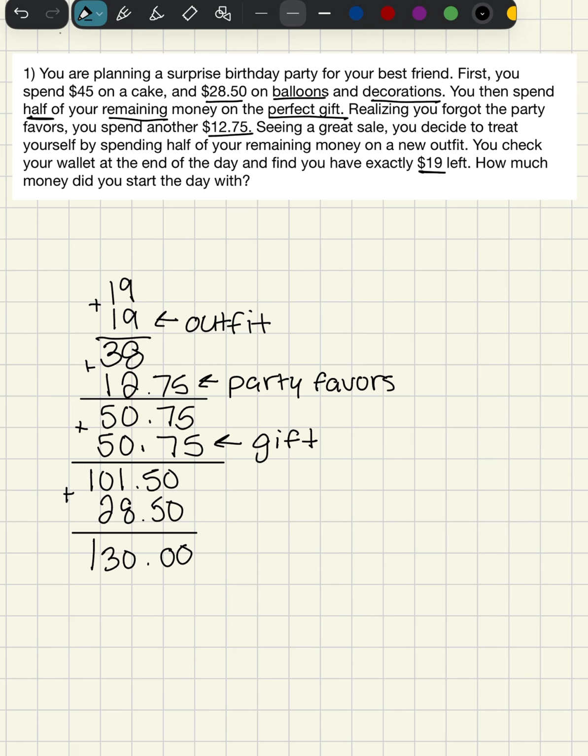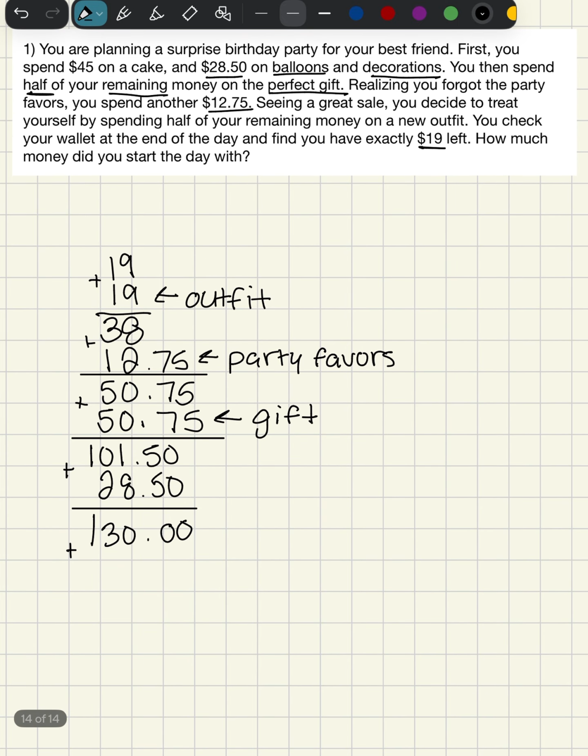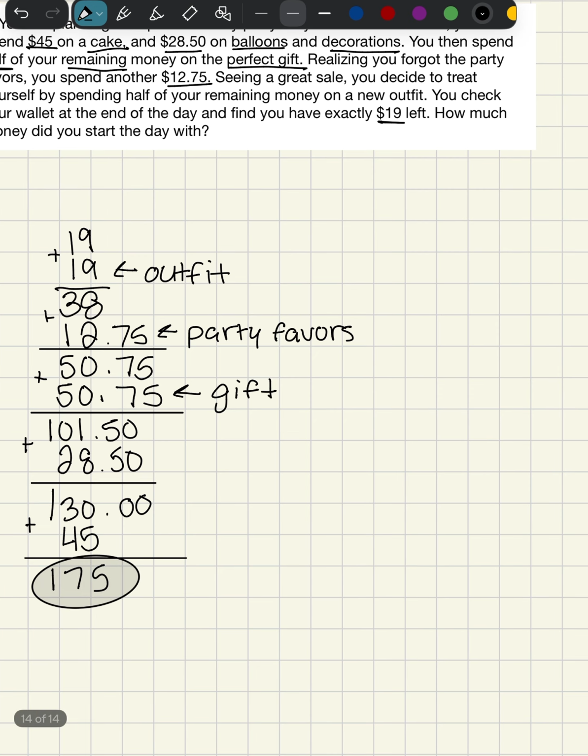All right, and now we have one last step. And our problem states that we first spent $45 on a cake. So just like we did with the other problems, we're going to add 45 back to the total, which makes $175. Now, what does this number mean? That's right. That means we started the day with $175. We're going to take note of that so we remember.